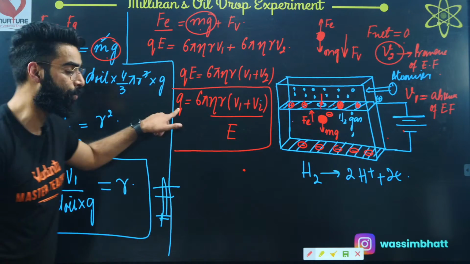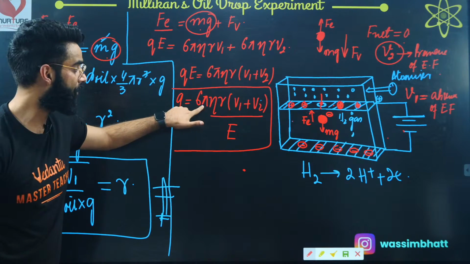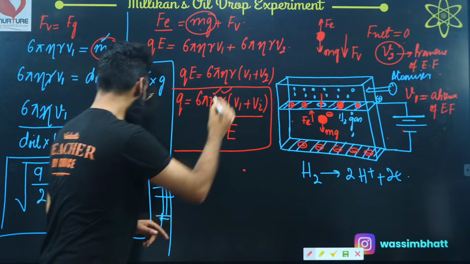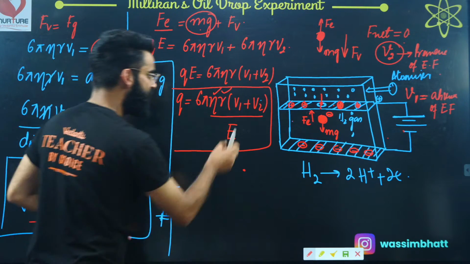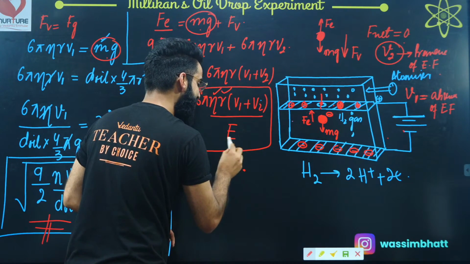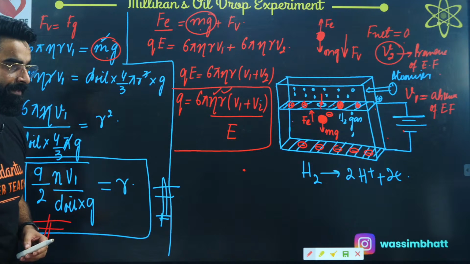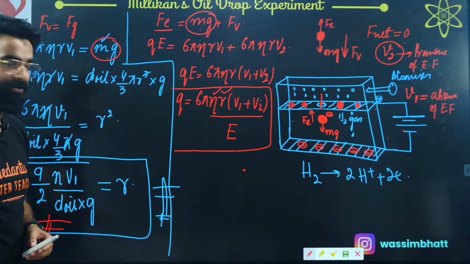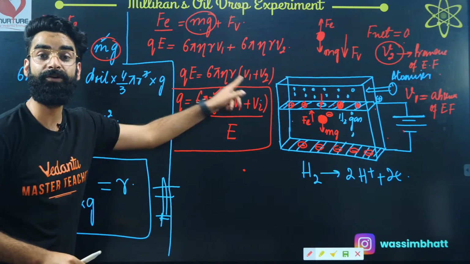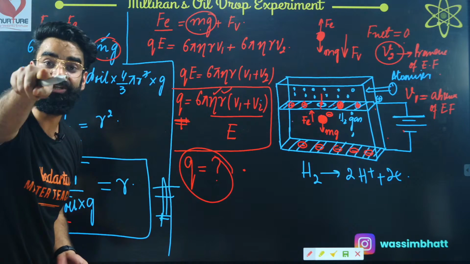Look at this expression. Q is the charge present on the oil droplet. 6 is constant, pi is also constant, and eta has a fixed value. R, the radius of the oil droplet, we already know. V1 is the terminal velocity in the absence of the electric field, V2 is the terminal velocity in the presence of the electric field, and E is the electric field generated due to this battery. All the things needed to calculate Q we already have, so from here we can calculate Q, the charge present on the oil droplet.